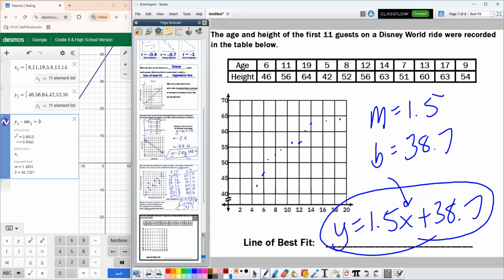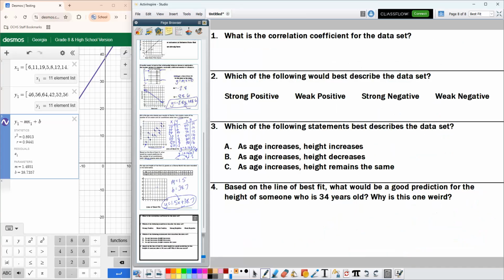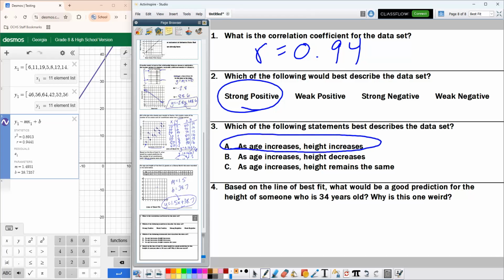So let's look at the next slide, talking about that one. What is the correlation coefficient? We just talked about that. R is over there, and that is 0.94. That would be strong positive. Which of the following statements best describes the data? As age increases, height increases? A would be your correct answer.